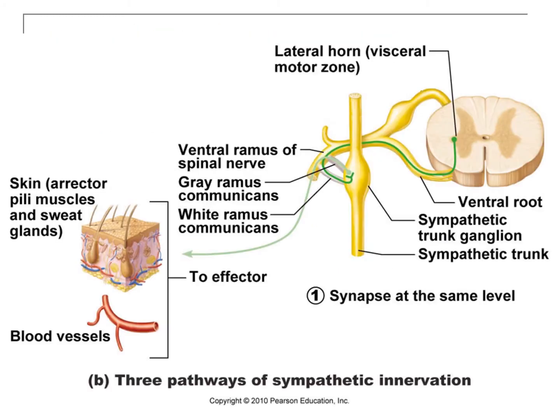Here's the first pathway of sympathetic innervation, and that is synapsing at the same level. Basically, you're going to start out here at the cell body of the motor neuron. From here, you're going to proceed through the ventral root, join the spinal nerve, go through the white ramus, and you'll synapse in the sympathetic trunk ganglion. Then your postsynaptic neuron, the cell body of which is in this ganglion, will carry the signal out to your effector. So this is the simplest and first pathway of sympathetic innervation.